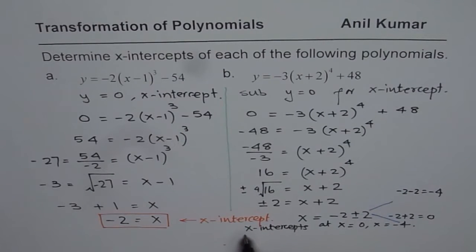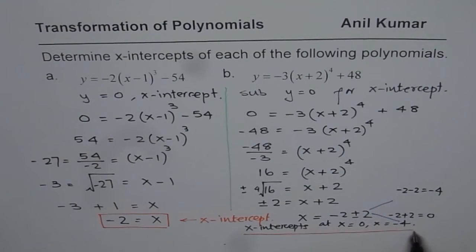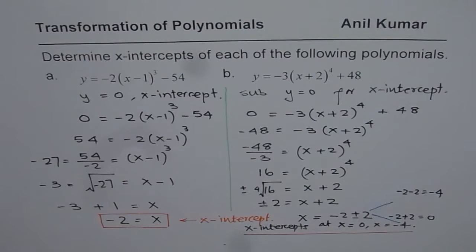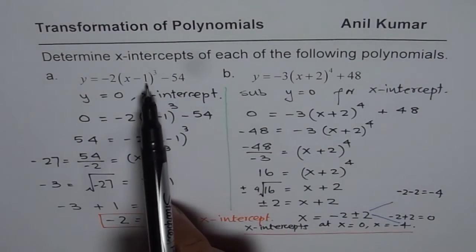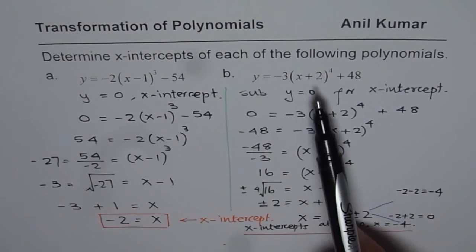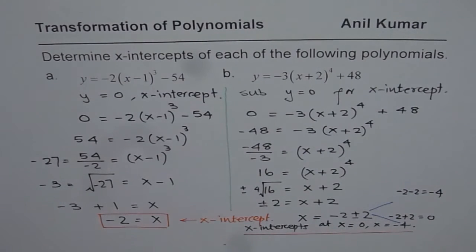So for a quartic function, you can get two x-intercepts as in this particular case. In fact, for a cubic function, you could get a maximum of 3, and for a quartic, you can get a maximum of 4, right? So that is how it is.